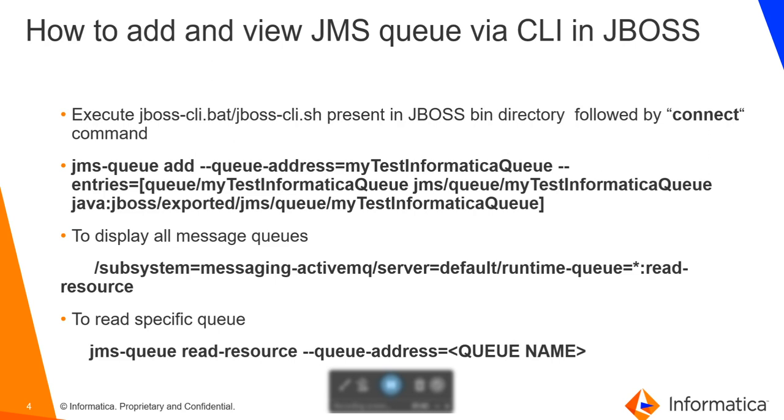You can see the command below I have given: jms-queue add with the queue address as the queue name. For example, I have given my test Informatica queue. With that name, we're going to add the queue. And I'm going to show in the demo as well how to add the queue. There are a couple of other commands which will be helpful, that is to display all the message queues and to read a specific queue.